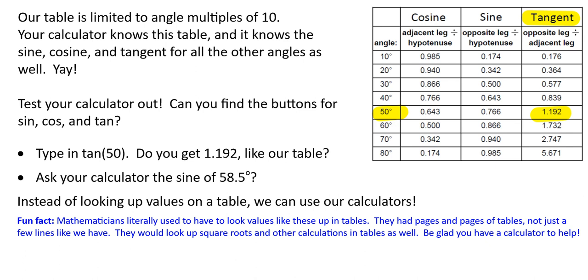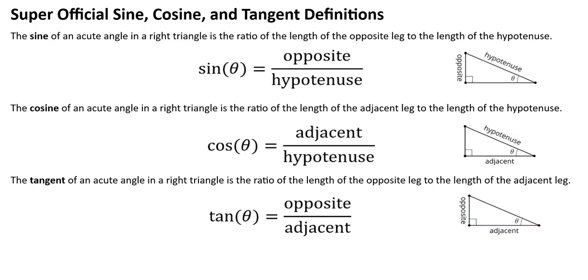All right, from now on, we won't have to refer to this table that we created. From now on, we can use our calculators. So here are our super duper official sine, cosine, and tangent definitions. The sine of an acute angle in a right triangle is the ratio of the length of the opposite leg to the length of the hypotenuse. So anytime we are working with a sine, we are working with the opposite side from that angle and the hypotenuse.